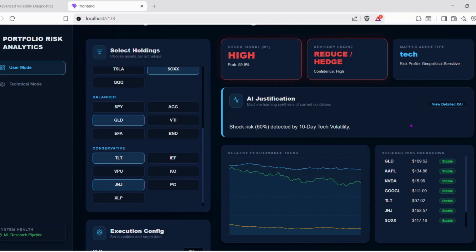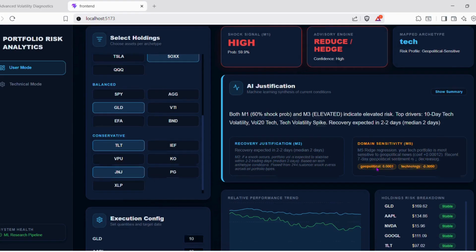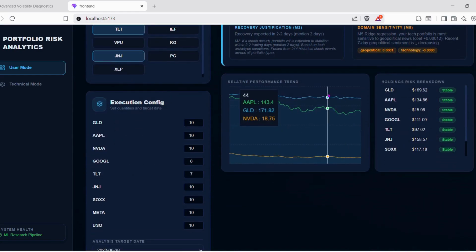This is an XAI layer that we have added. The viewer can just see in brief what kind of shock was detected and with what kind of volatility. If you want a detailed analysis, we can also see the same with justification from the machine learning models. And we can also see the top 3 performing tickers in this interactive dashboard for every single point that we have taken.